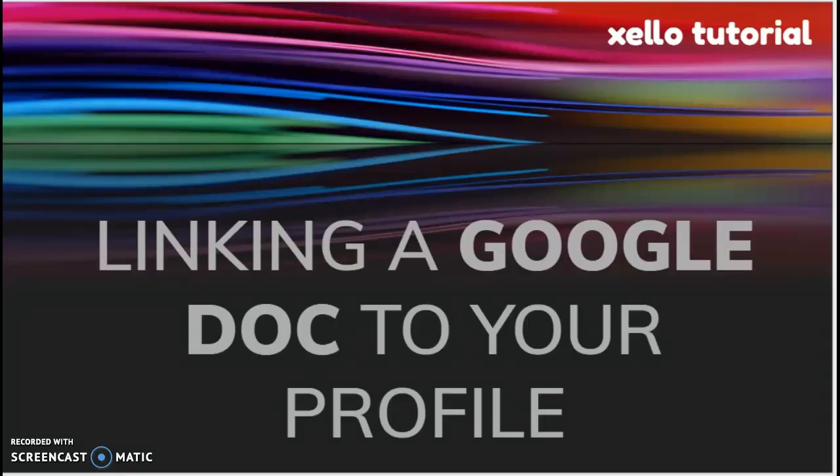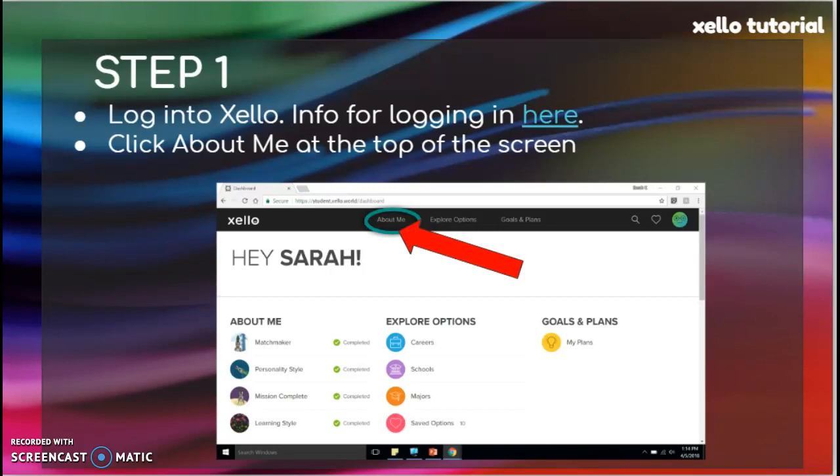All right, so now we're going to go ahead and get into the business of trying to link a document into your Xello portfolio. So your first step is to log into Xello, and you'll remember that you get there on the library homepage in the bottom left-hand corner. So not on this screen, but down in the bottom left is where the Xello login is. It looks like this. Okay. And once you log in, you'll come to this page and you're going to go up here and click the About Me tab on the top.